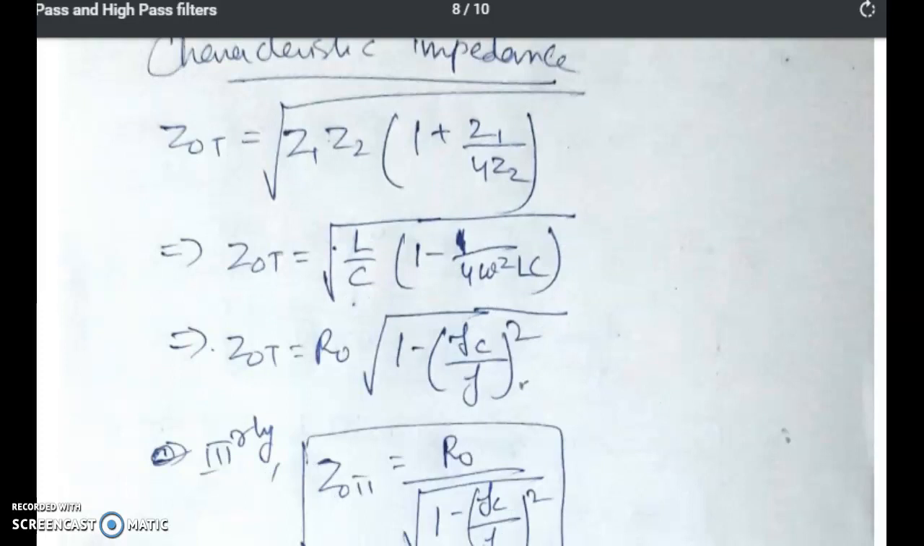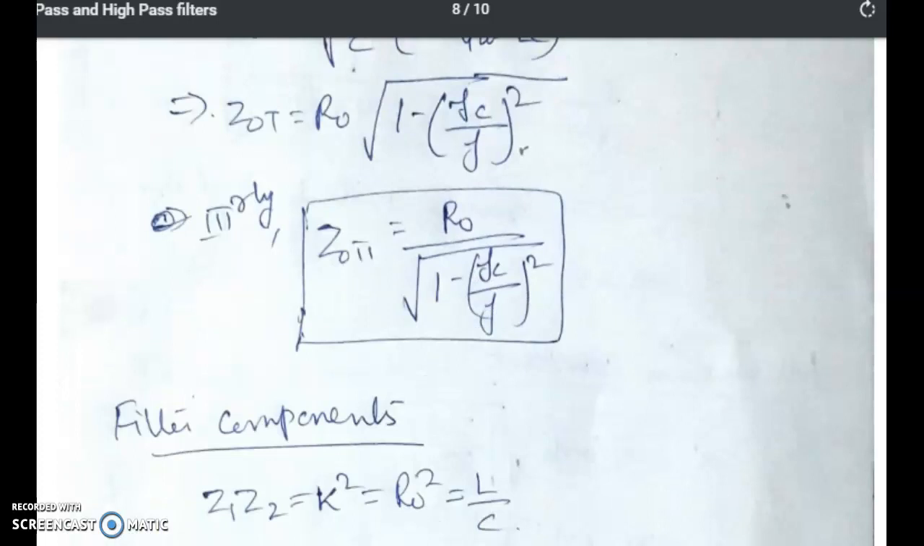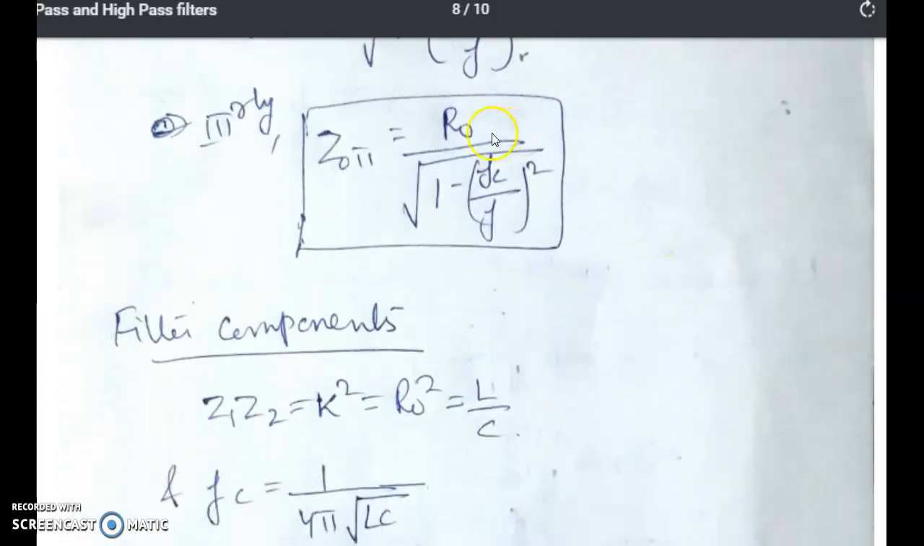Characteristic impedance for the T network, characteristic impedance is equal to under root of Z1, Z2, into 1 plus Z1 upon 4Z2. Now we will put this value of Z1 and Z2. Z1 is equal to 1 upon j omega c and Z2 is equal to j omega l. When we put it, we see that characteristic impedance of T network is equal to R0 under root of 1 minus fc upon f square. Similarly, for the pi network also we can find out. So for the pi network, characteristic impedance is equal to R0 upon under root of 1 minus fc upon f square.